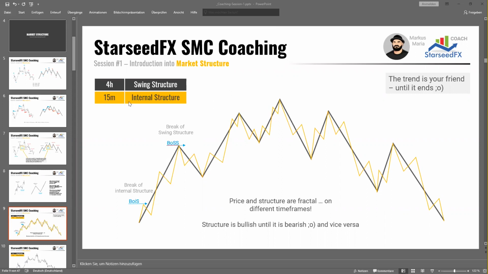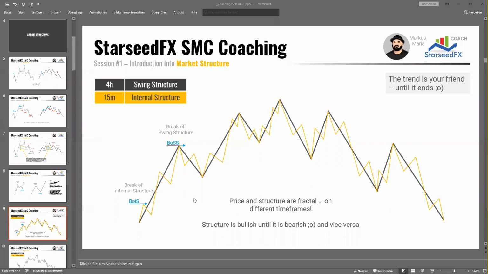And then you have the internal structure, and this could be 4 hours and 15 minutes. And the internal structure, of course, as we said, structure and price is fractal. You also have its own structure within the swing structure, and there you also have a BOS. So if you call this a BOS and this a BOS, it might get confusing. Of course, you can call this a 15M BOS, a 4-hour BOS, which makes it more obvious to you.